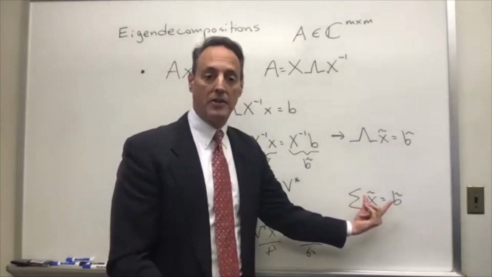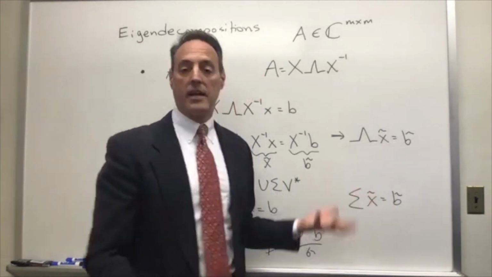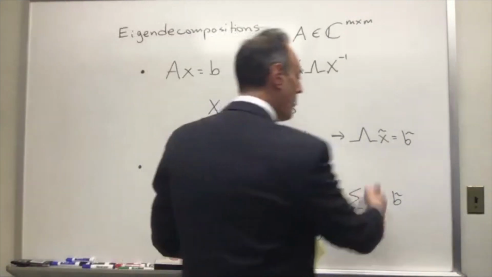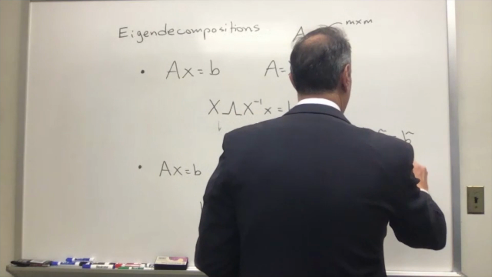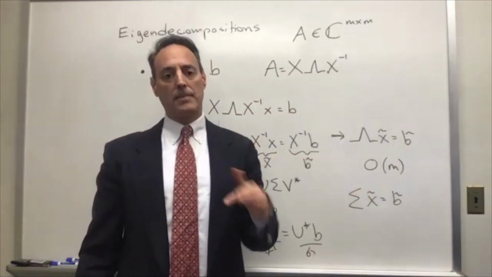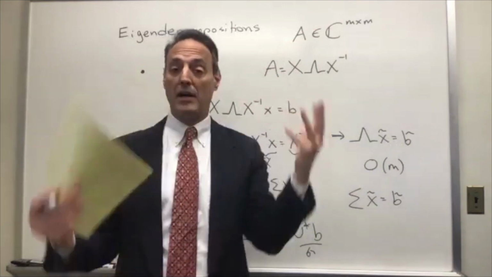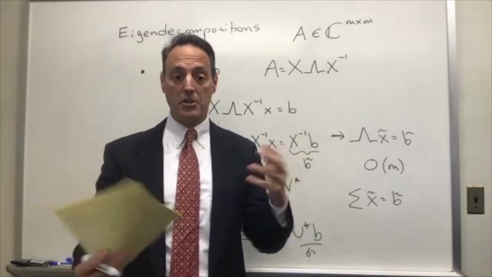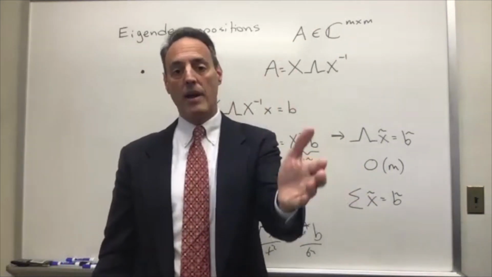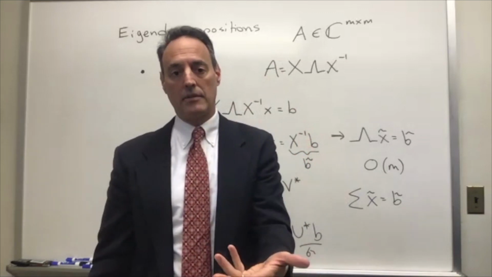So here I can just solve for each component of X tilde in this diagonal framework because it's independent of all other components. Both of these will take me order M operations to solve. When you do forward or back substitution, it's order M squared. When you do the full Gaussian elimination, or LU, it becomes order M cubed. Once you get in diagonal form, it's order M to get to your solution. So this is the power of that diagonalization.